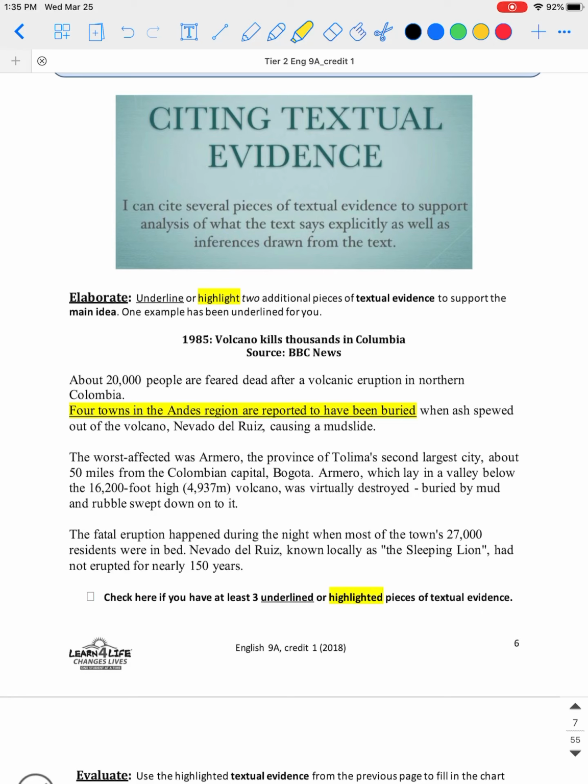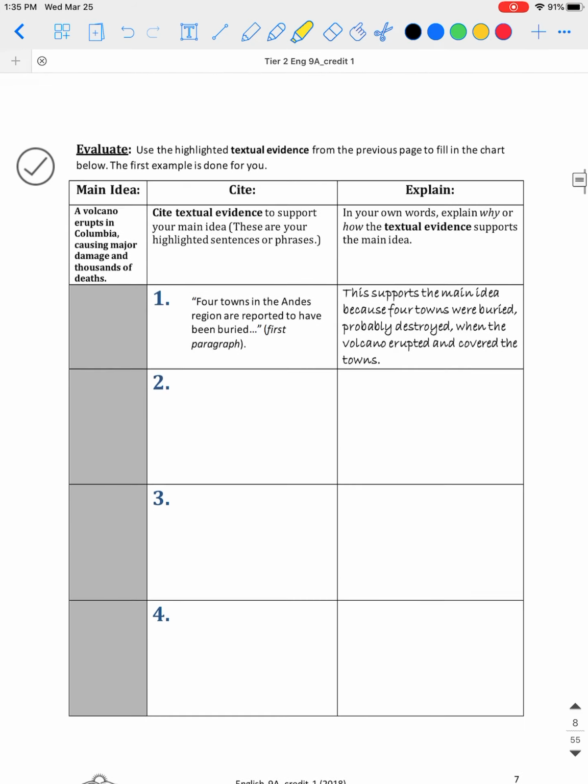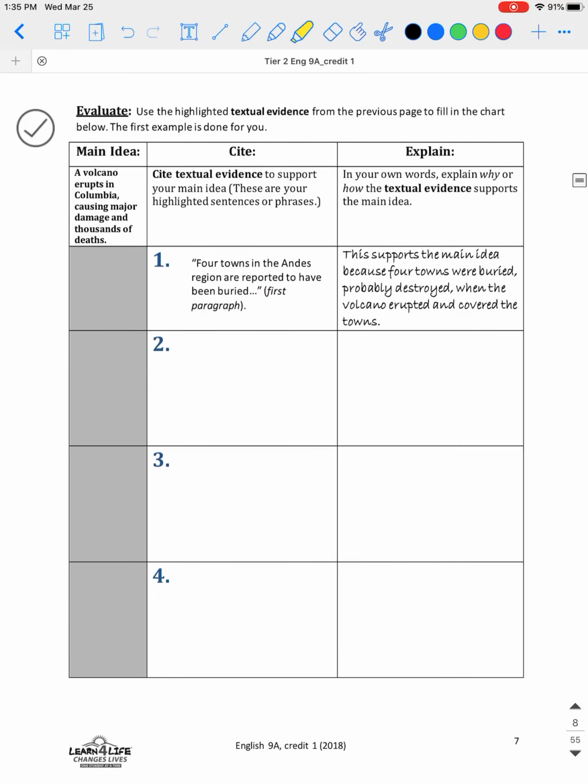So the first one, the main idea again, is that the volcano killed thousands of people in Colombia. So that very first sentence is a good example of textual evidence. About 20,000 people are feared dead. Okay, it tells you about how many, it tells you what killed them, and it tells you where it was at. You can find 2 more of your own evidences so that you can put them into these boxes on page 7. So I gave you that first one.